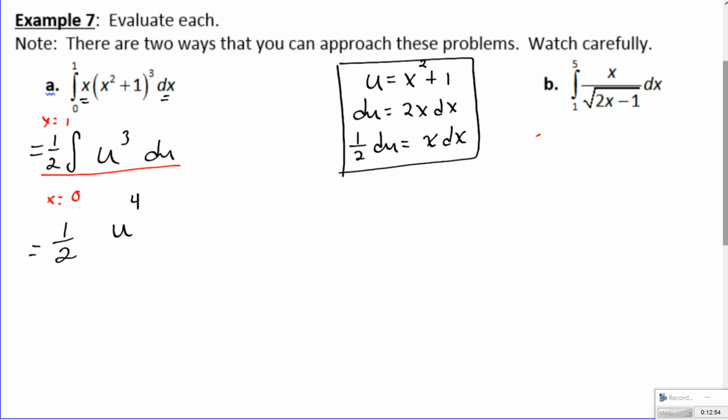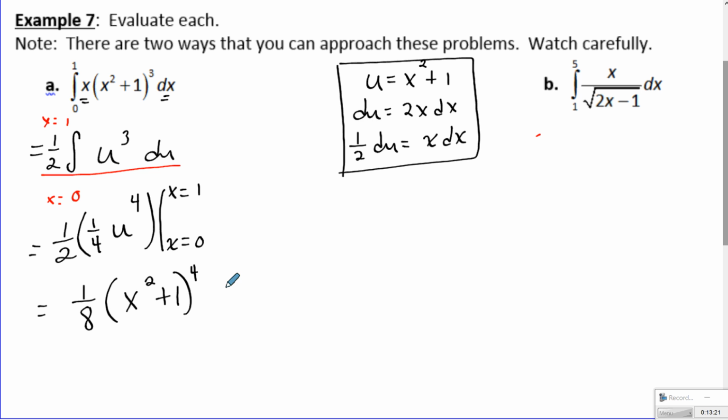u to the fourth divided by 4, or multiplied by 1/4. I don't need a c value, do I? We know that this would be at x equals 0 to x equals 1, but I can't really make use of those because I'm sitting in terms of u. So this would be a 1/8 u to the fourth. Let's replace u with x squared plus 1 raised to the fourth.